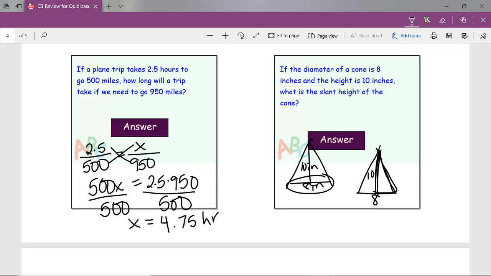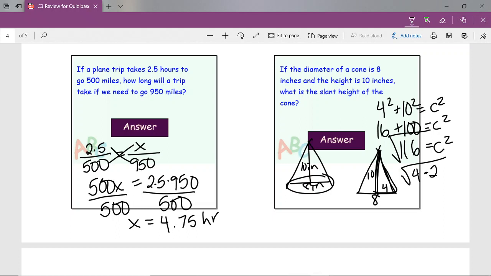But that triangle is going to have a height of 10 and a base of 4 to put into the Pythagorean theorem. 4 squared plus 10 squared equals c squared. So 16 plus 100 equals c squared. And then we're going to square root. Well, the square root of 116 is not quite simplified. There is actually 4 times 29 gives us 116. So we simplify that to 2 root 29 inches. That's our slant height of that cone.